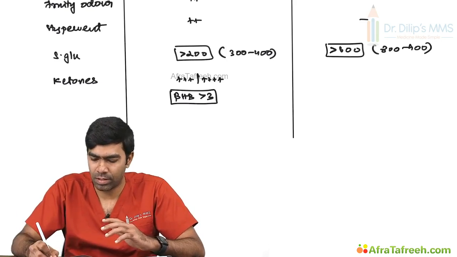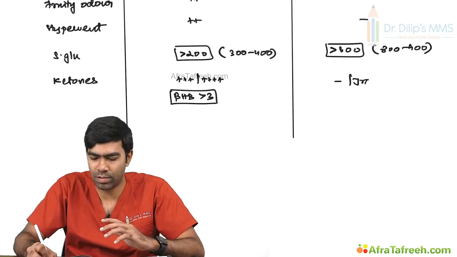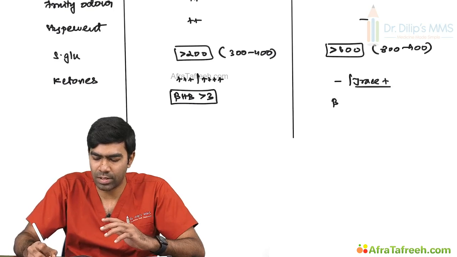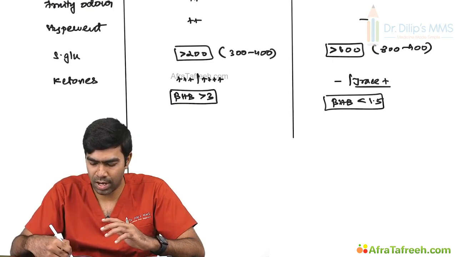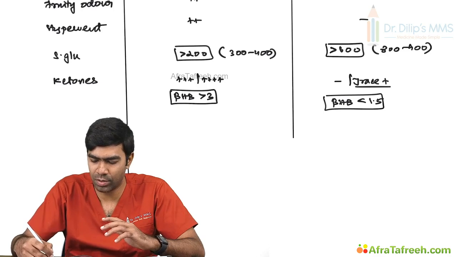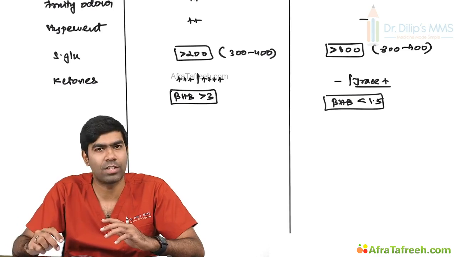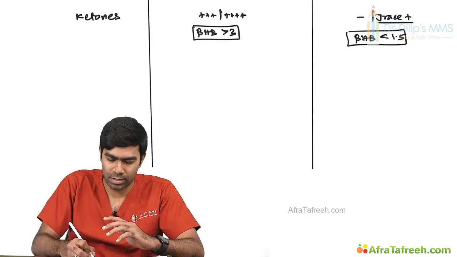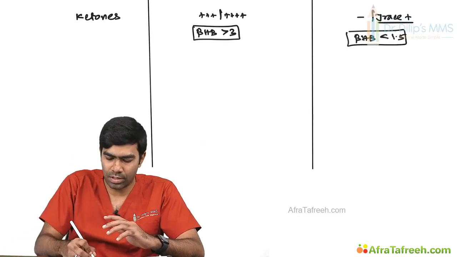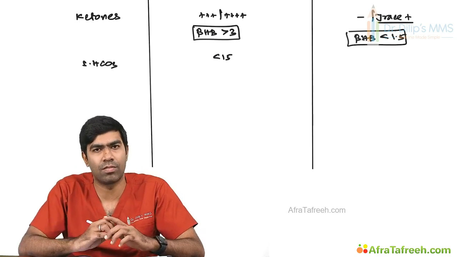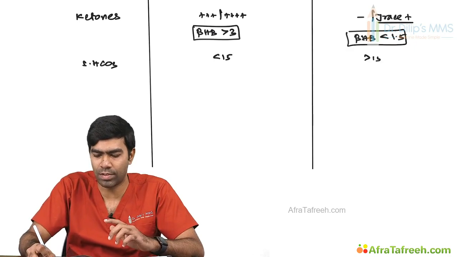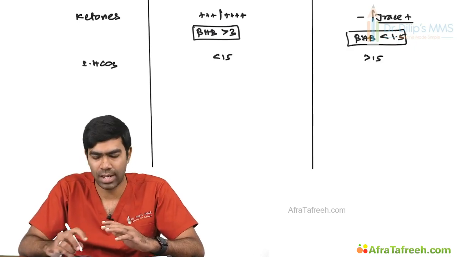Similarly, here there will be no ketones. They can be either negative or only trace positive. So usually by definition, the beta hydroxybutyrate should be less than 1.5 in a patient who is suffering from hyperosmolar hyperglycemic state. There should not be significant ketosis and there should not be significant acidosis as well to diagnose HHS. So which means I have to know the serum bicarbonate, which will be usually less than 15 in the setting of DKA and more than 15, not much acidosis, in the setting of HHS.